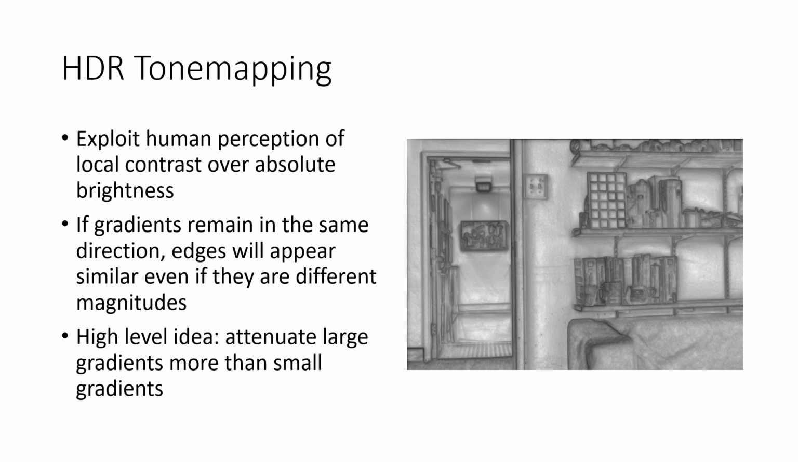And the high-level idea is that if we attenuate the large gradients much more strongly than the small gradients, as long as they're all facing the same direction and have the same ordering of relative magnitudes, the output image will still make sense to us.